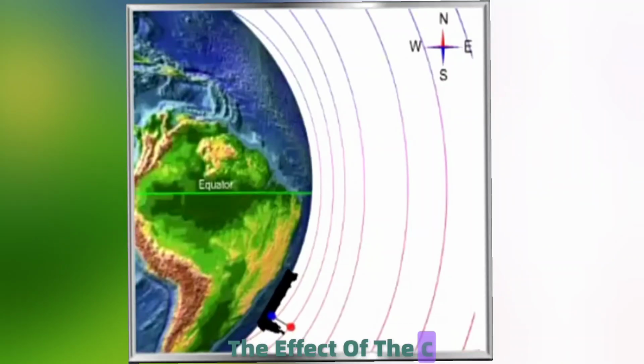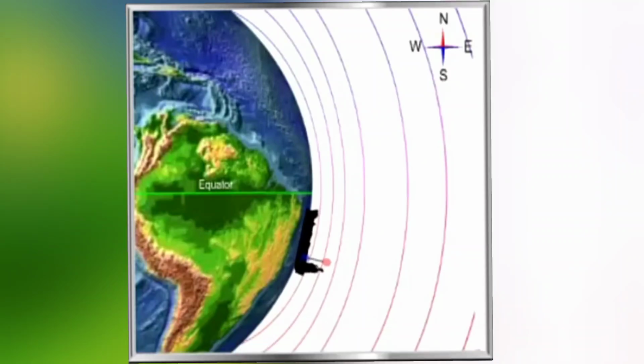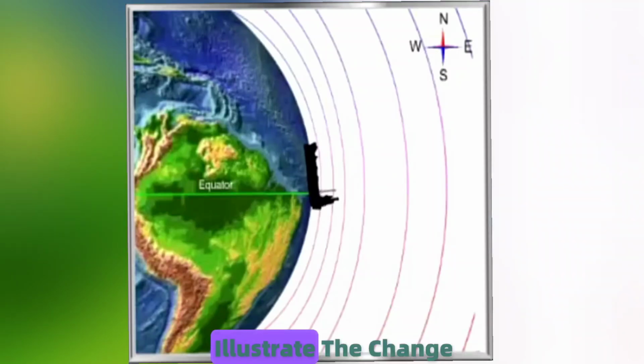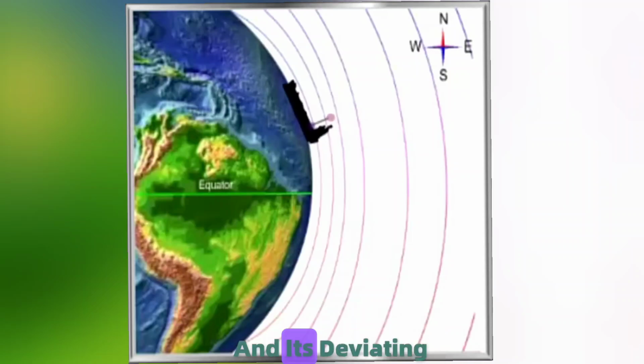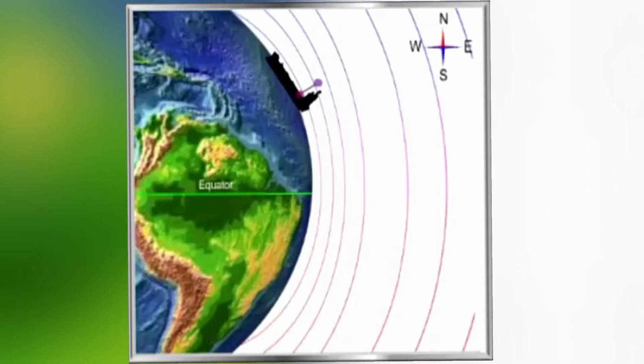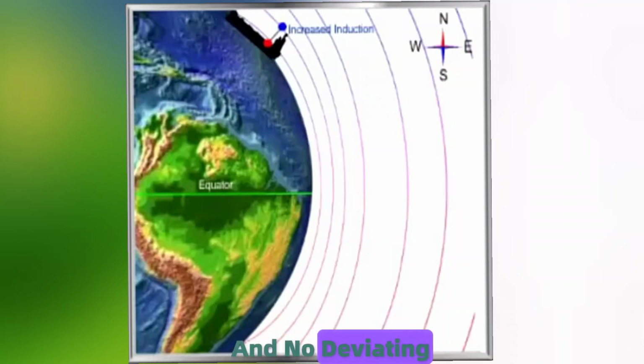The effect of the C-rod is maximum at the poles and 0 at the equator. These animations illustrate the change in induction of the C-rod with change in latitude and its deviating effect on the compass. The C-rod has a maximum deviating effect on easterly and westerly courses, and no deviating effect on northerly and southerly courses.